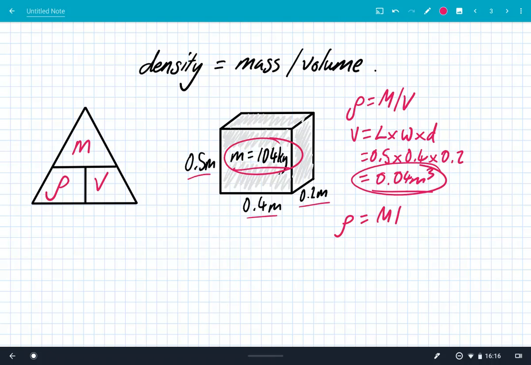We now have the mass and we have a volume, so let's work out the density. Density is mass divided by volume, which is 104 divided by 0.04, and that gives us a density of 2,600 kilograms per meter cubed. We're using the SI units in this example.